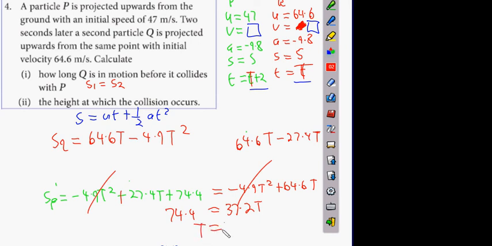So what does that mean, t being equal to 2? Q is in motion for 2 seconds, while P is in motion for 4 seconds. The height at which the collisions occur, now this is easy. All you've got to do is fill in your equation with the t value. Because both values are the same, we can just say SQ is 64.6 multiplied by 2 minus 4.9 times 2 squared. What would that be all in the calculator in one go? 109.6. No bother there. Okay, and that is question 4 done.